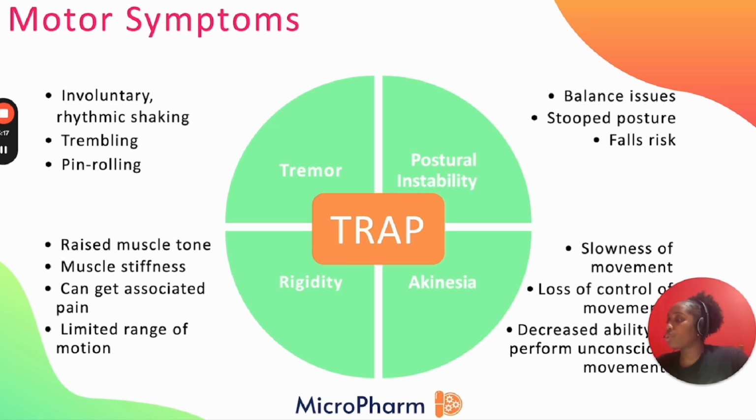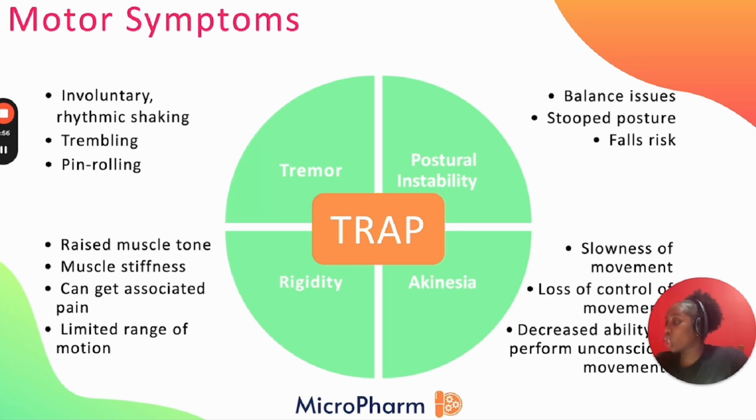So to get to the symptoms and how we treat those symptoms, I've broken down the symptoms into motor and non-motor. It's easier to learn that way. So starting with motor symptoms, to remember them, you can think TRAP. The hallmark symptom of Parkinson's is tremor, where people will have involuntary rhythmic shaking, trembling, and pill rolling, which is where they might rub their thumb and forefinger back and forth. The tremor is usually at rest, and there'll be reduced shaking when they're doing tasks like holding a mug.